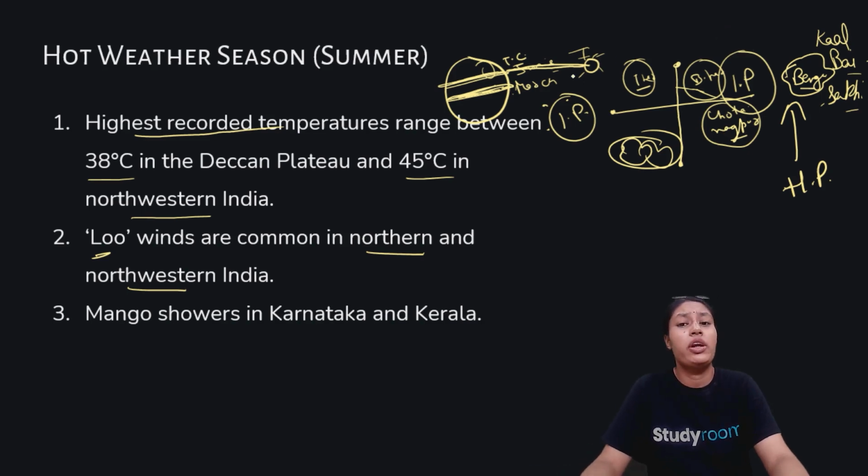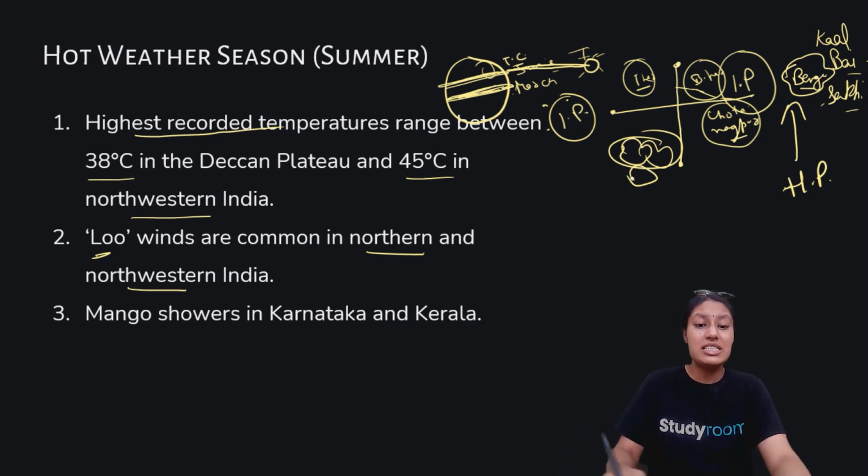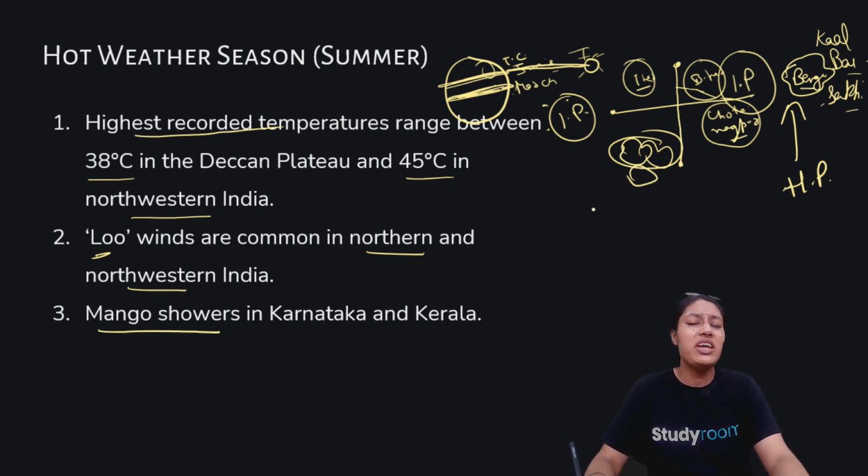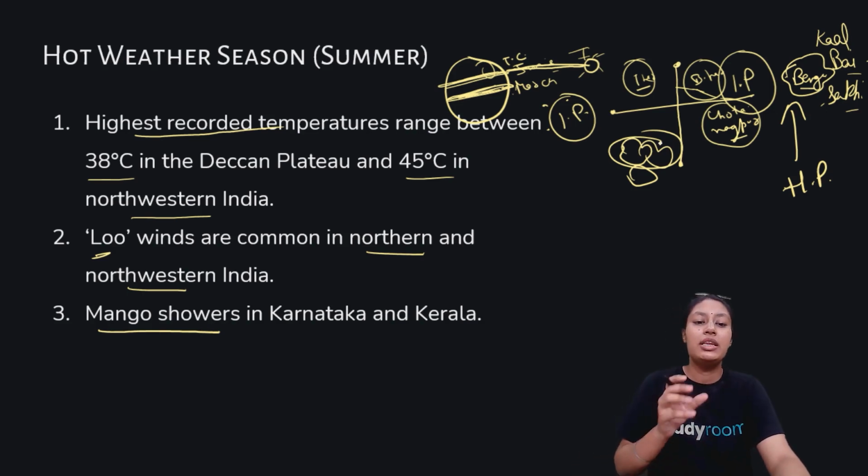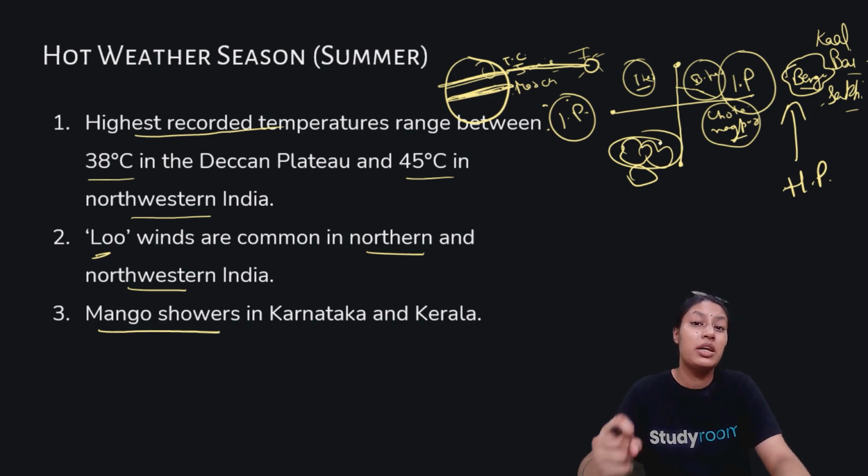Now you all must be wondering what kind of rain it is. It is so abrupt. How can it be helpful? But in areas of Karnataka and Kerala where this happens, these rains are basically called mango showers, because these are very helpful for cultivation in these areas at that particular time. Okay, so basically these showers come at a point where there is the most need of water. So that's why they are called mango showers.